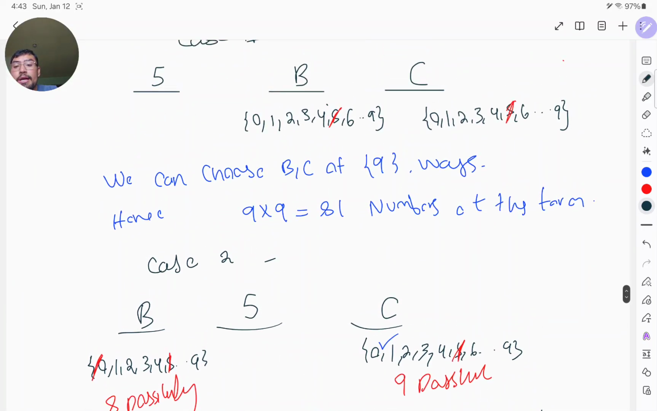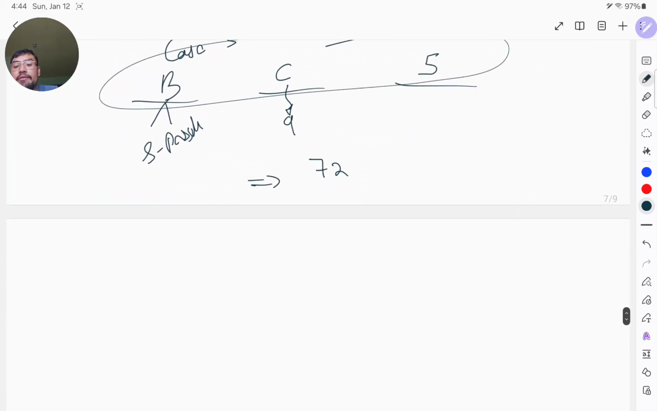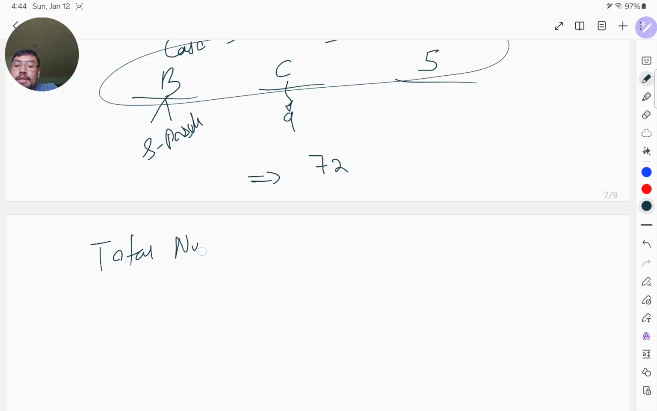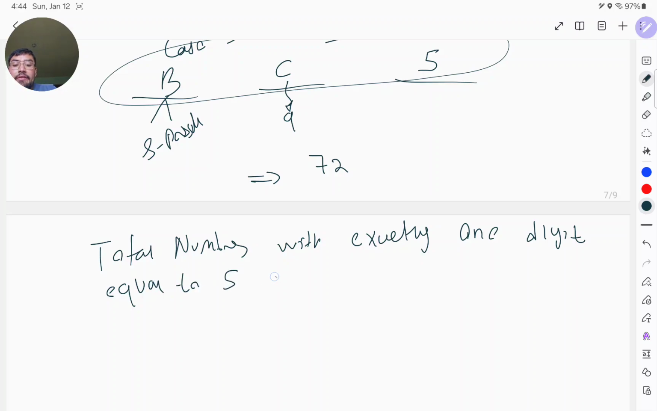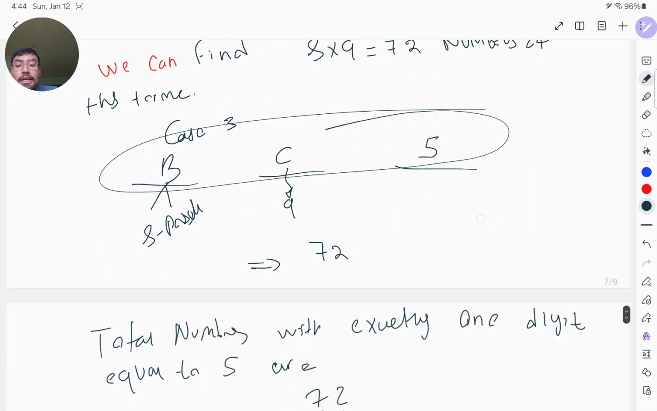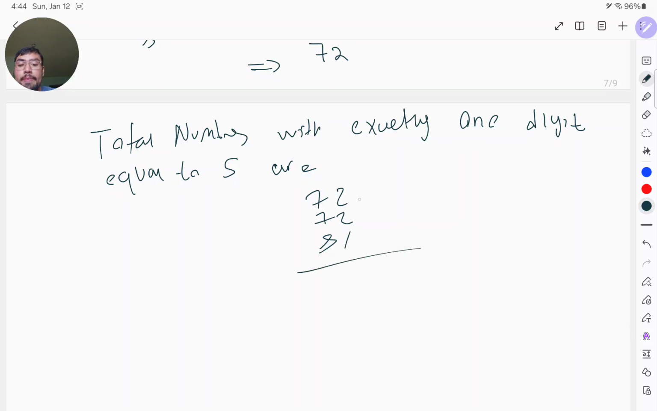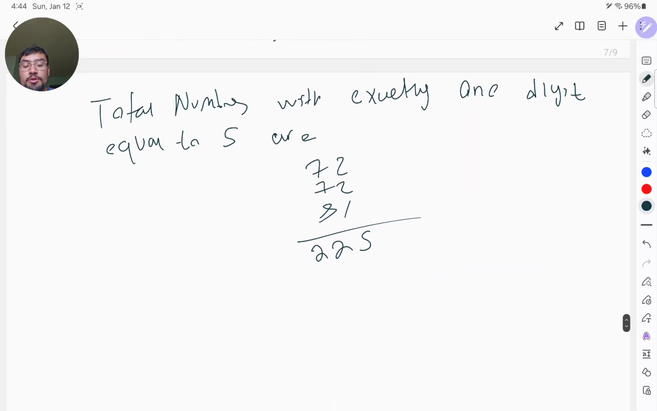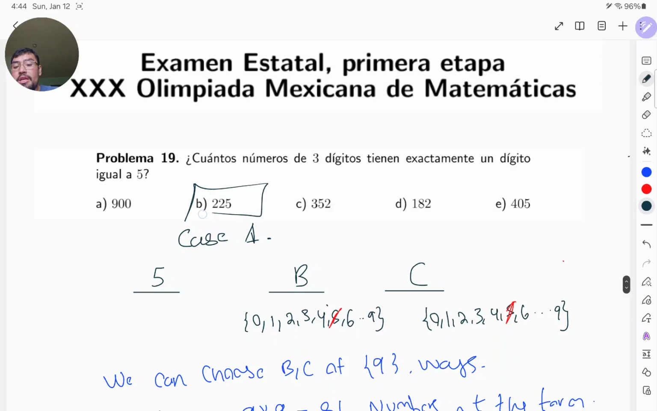So in total, by case 1, case 2, and case 3, the numbers with exactly one digit equal to 5 are 81 plus 72 plus 72, which is 225, and the number is 225, which is option B.